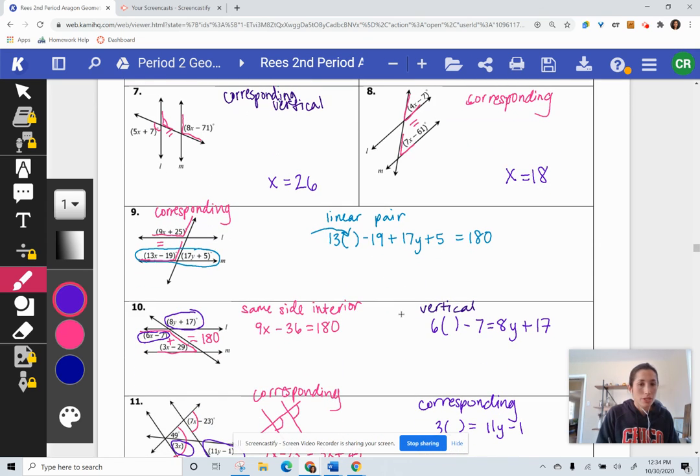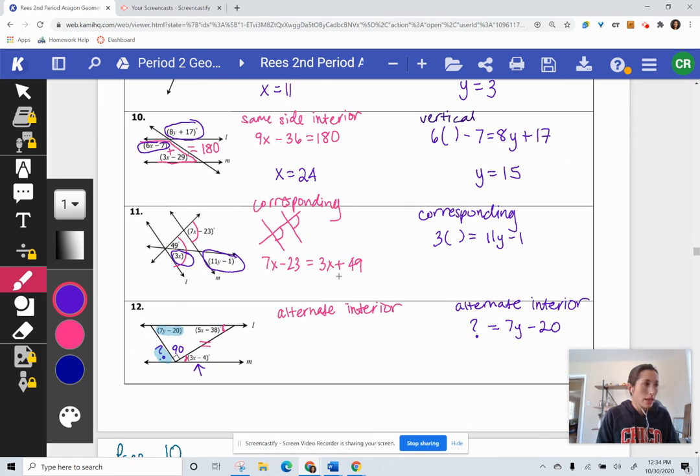And then for question 9, you should have x equals 11 once solving for that, and then y equals 3. Question 10, x equaling 24, y equaling 15. Question 11, x equaling 18, y is 5. And then for our last question, x is 17 and y is 9.